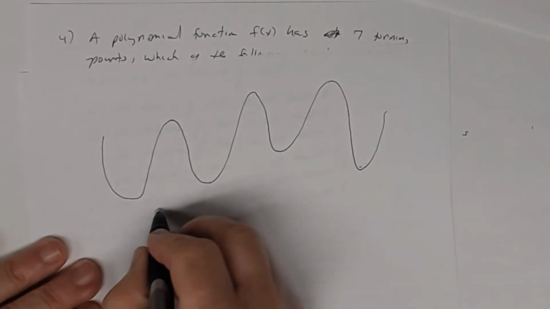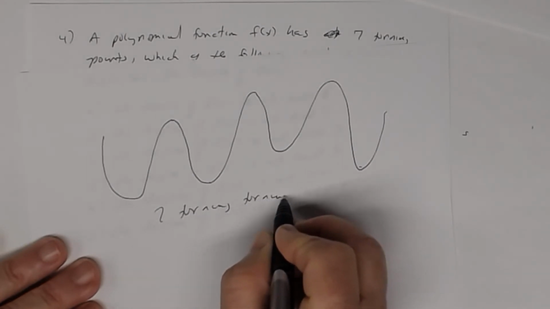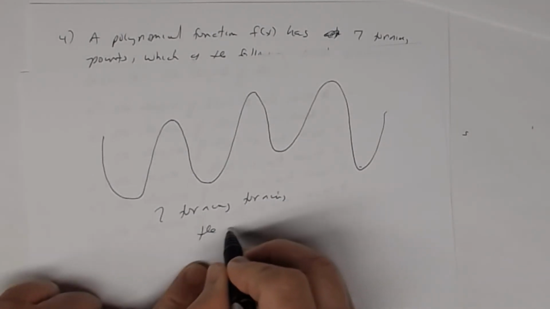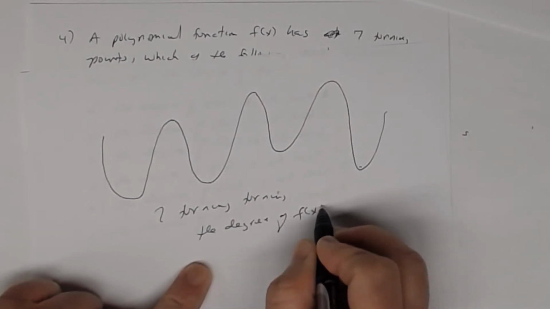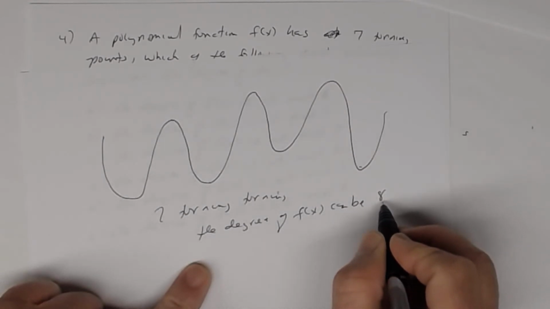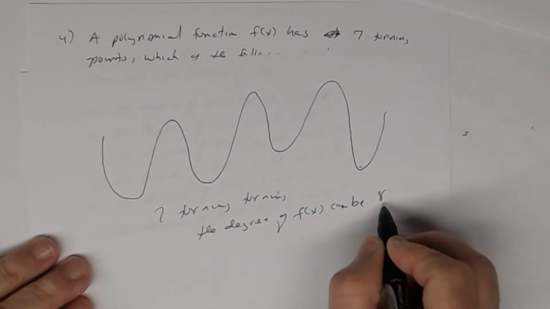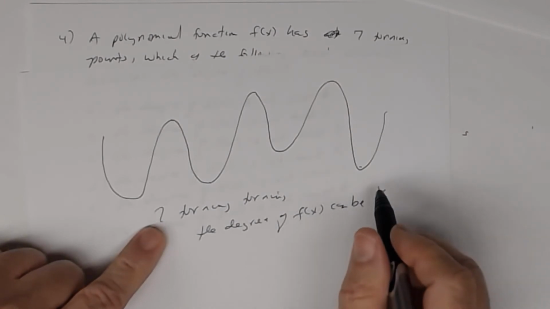All right, so remember there are 7 turning points, right? So let's think about that. Since there are 7 turning points, the degree of f of x can be 8, right? Remember, if there are 7 turning points, then the degree will be at least one more.